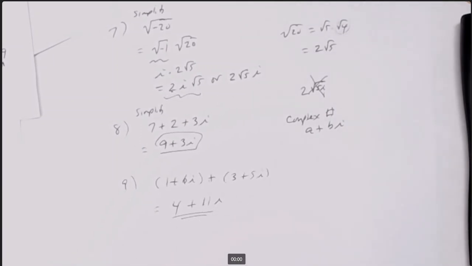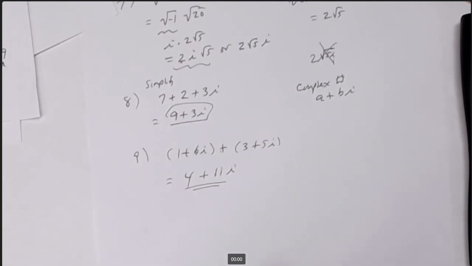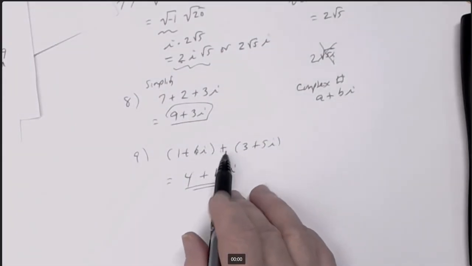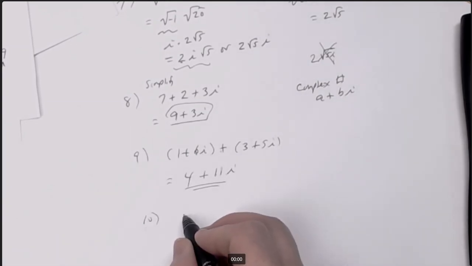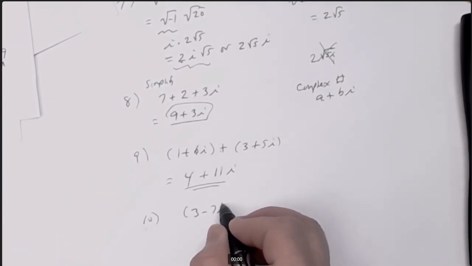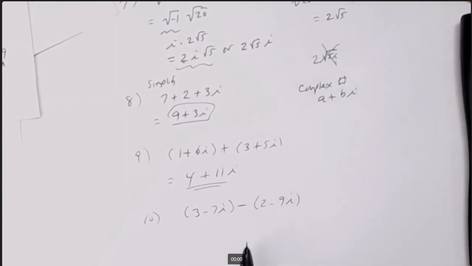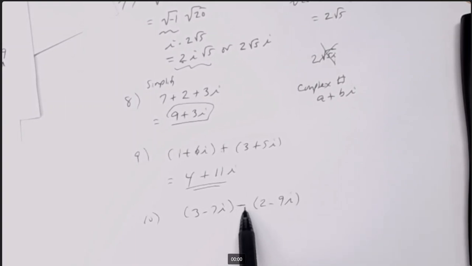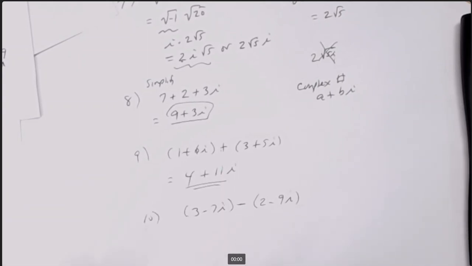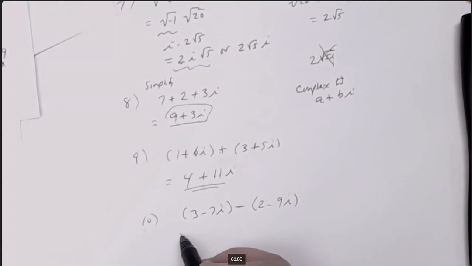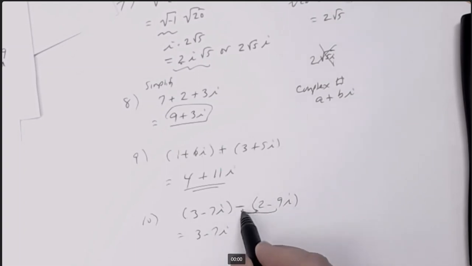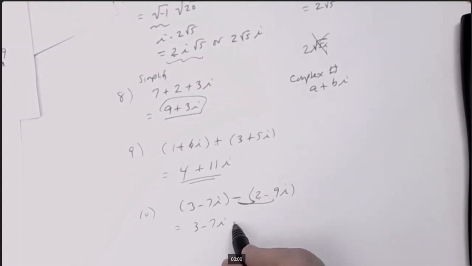So look at number 10. Suppose we had a subtraction. Suppose I had 3 minus 7i, subtract, and then 2 minus 9i. What I would do first is convert this to an addition problem. Or if you want to, you can distribute the negative 1. It does not matter. Watch. 3 minus 7i, and then distribute the negative 1. The opposite of a 2 is what? Negative 2. The opposite of a negative 9i is a positive 9i.